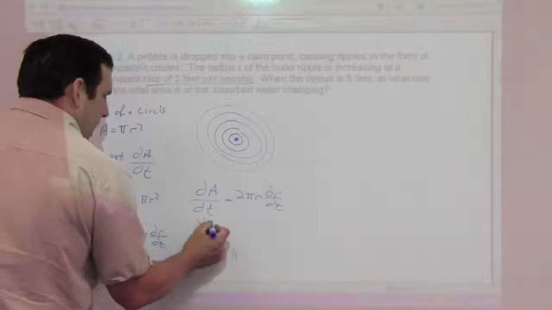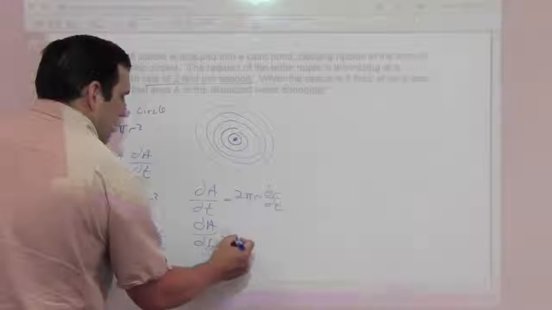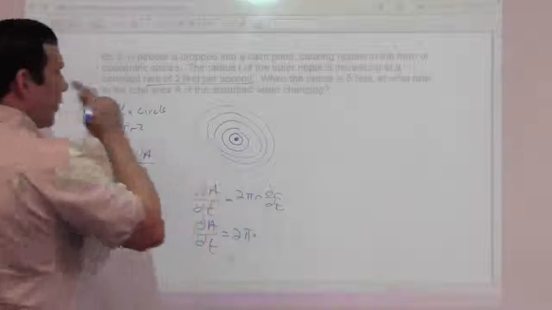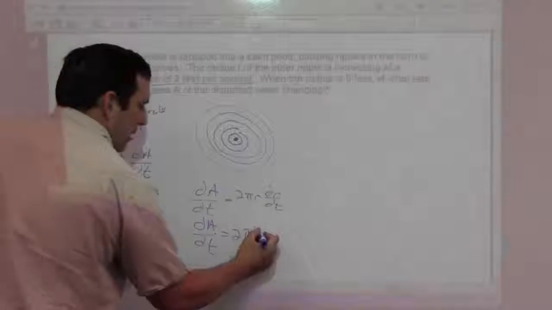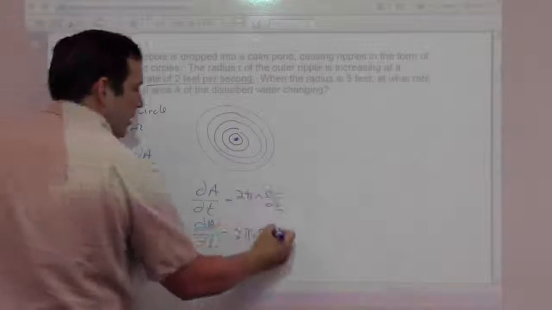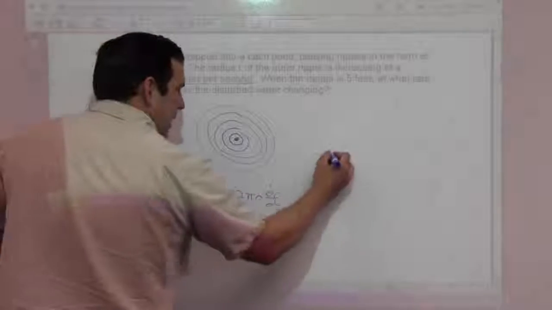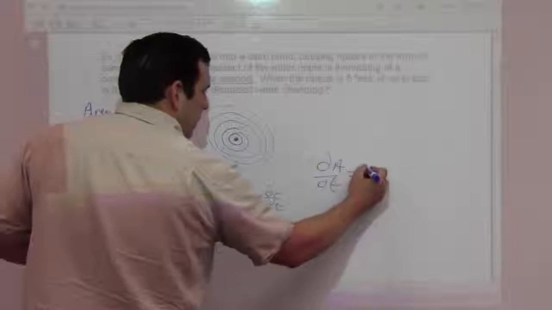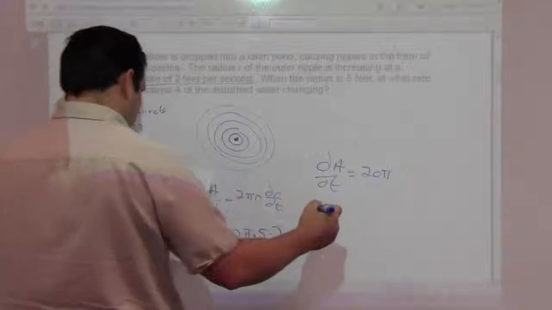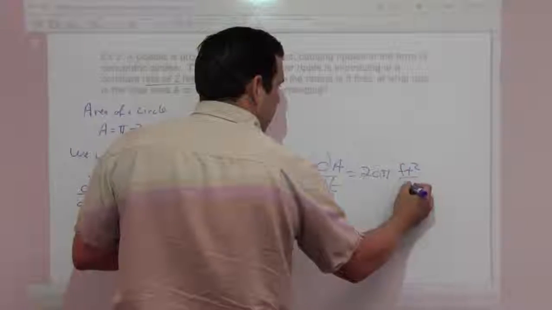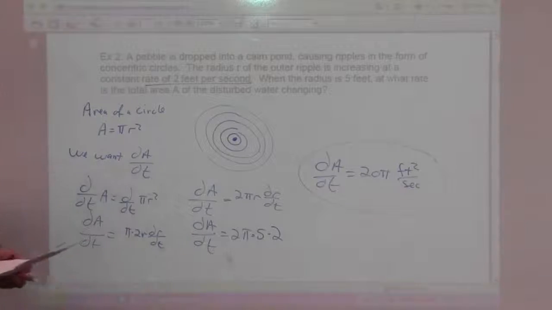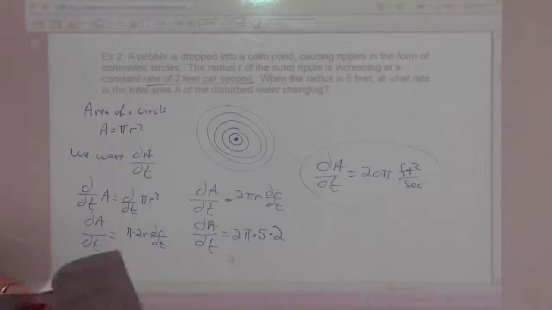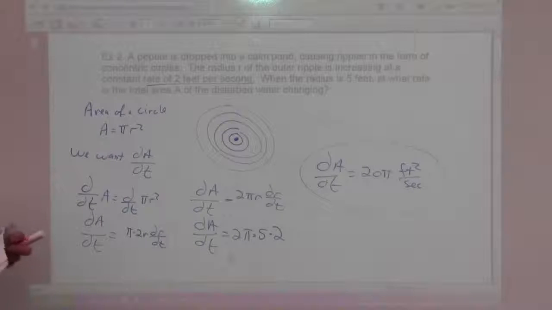So our dA/dt is 2 pi times, so the radius is what? Well, the radius is 5 feet. 2 pi times 5 times our dr/dt is 2. It's a constant there. So dA/dt is 20 pi square feet per second. That's how the area is changing. Okay, I'm going to go on to the next page here.